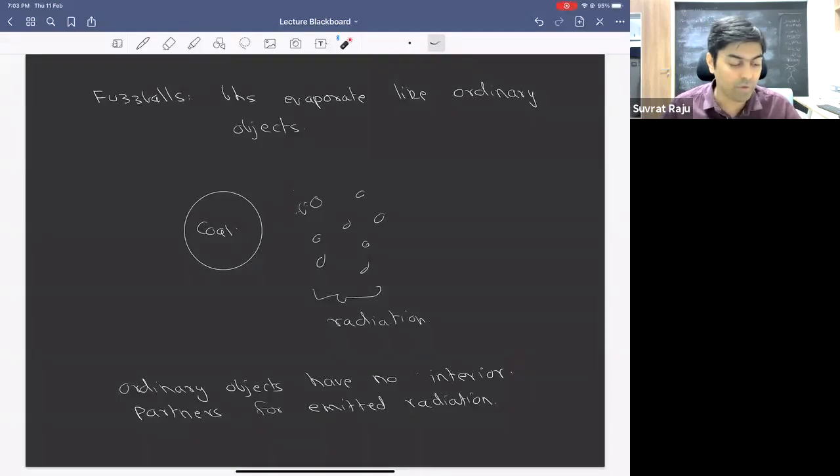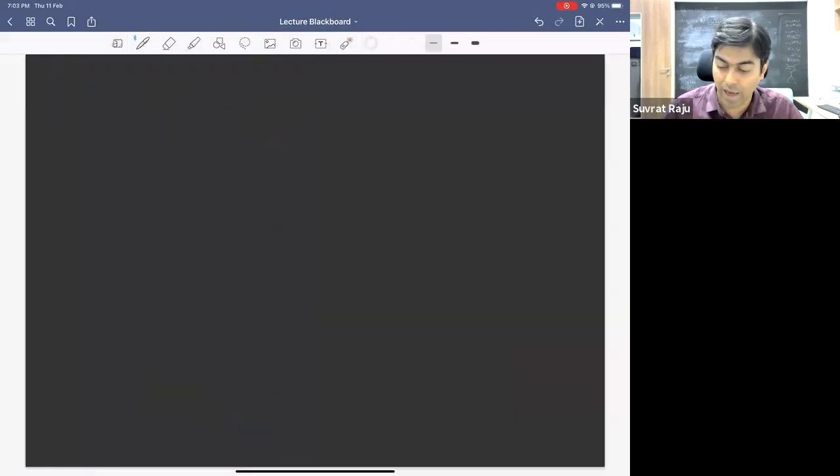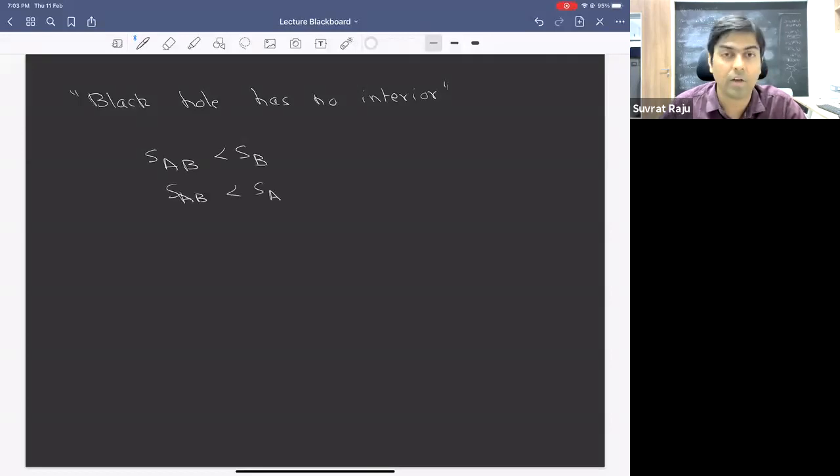And in the context of a black hole, it is the statement that the black hole has no interior. In fact, it doesn't even have a horizon, as I'll say in a minute. But the black hole has no interior. And this would be the statement of the fuzzball proposal. I'll refine the statement in a minute, but at zeroth order, the statement is that there is no horizon and there is no interior. And mathematically, which of the equations does it drop? It drops the equation that S_AB is smaller than S_B and S_AB is smaller than S_A. So it drops this equation. And the reason it drops this equation is because B doesn't even exist. There is no partner. Just to remind you once again what A and B meant.